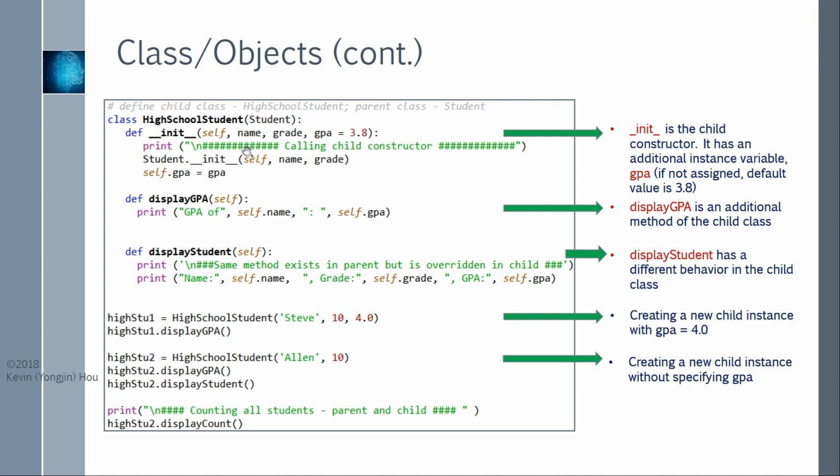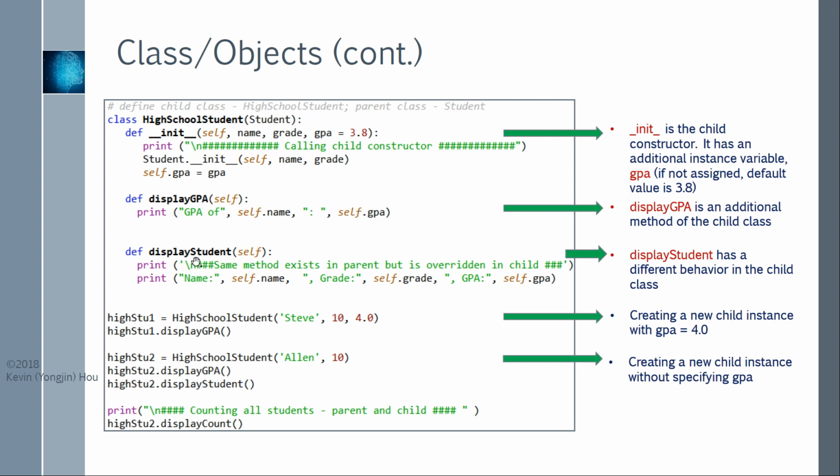Then within the high school student constructor, it first invokes the base class, the parent class student's constructor, passing the name and grade. The only thing special is you want to specify the instance variable GPA based on the value you're passing. In case you do not pass it, you're taking 3.8 as the default. So this makes the constructor of the high school student class. Then we have a new method called display GPA. Basically it just prints the name and the GPA of a high school student.